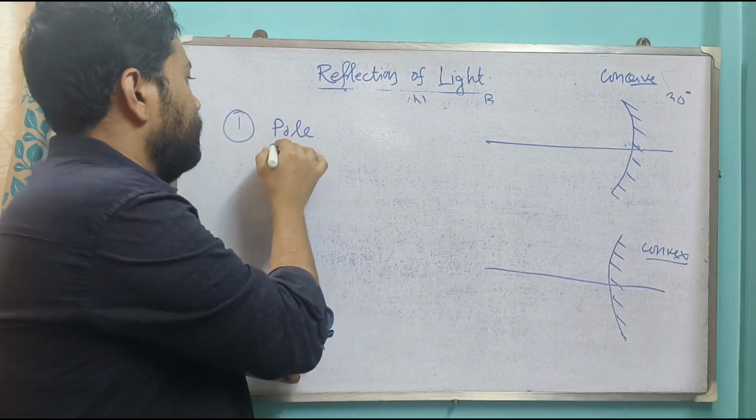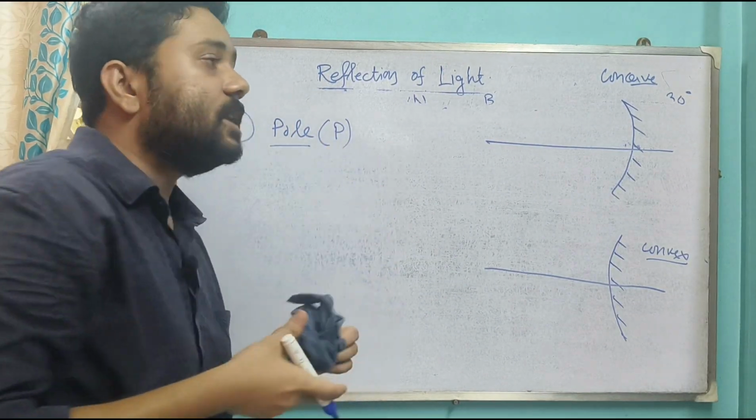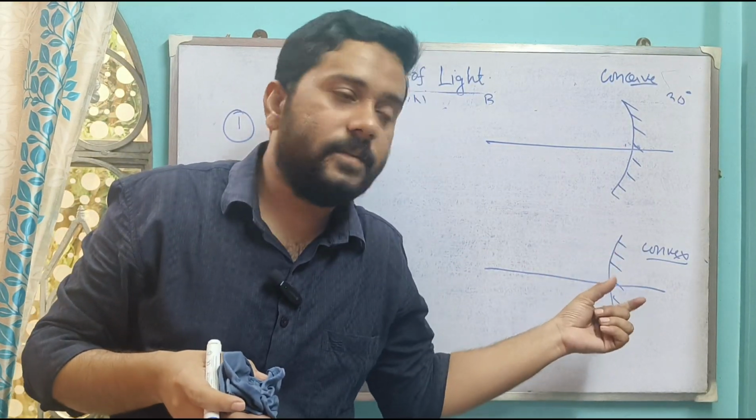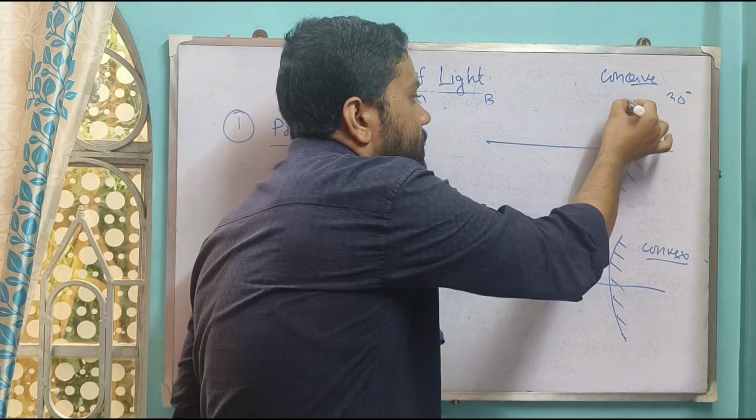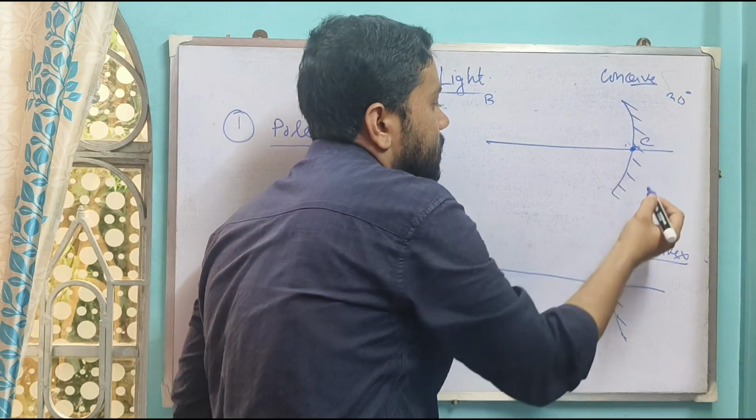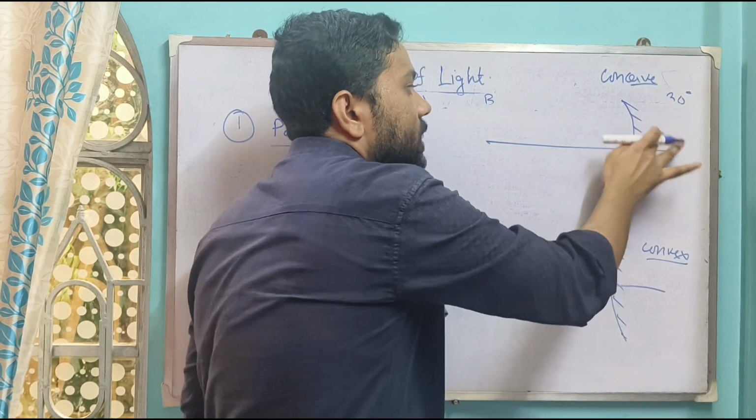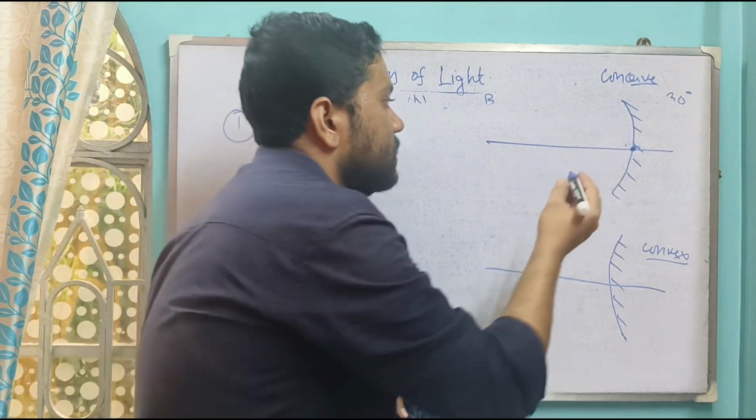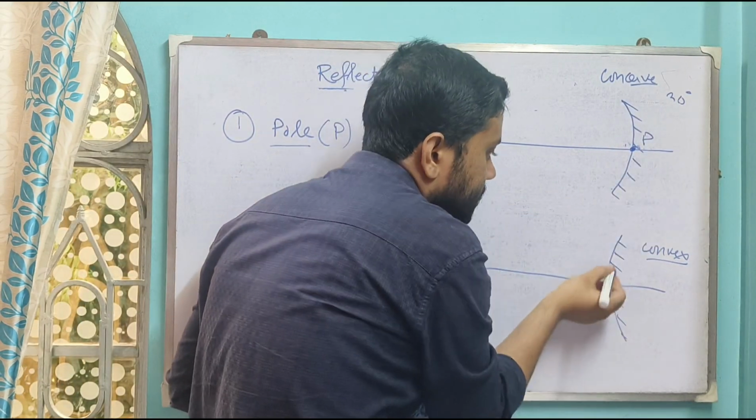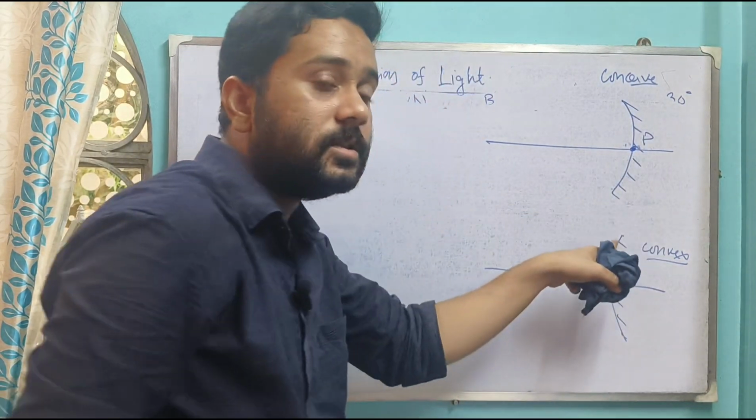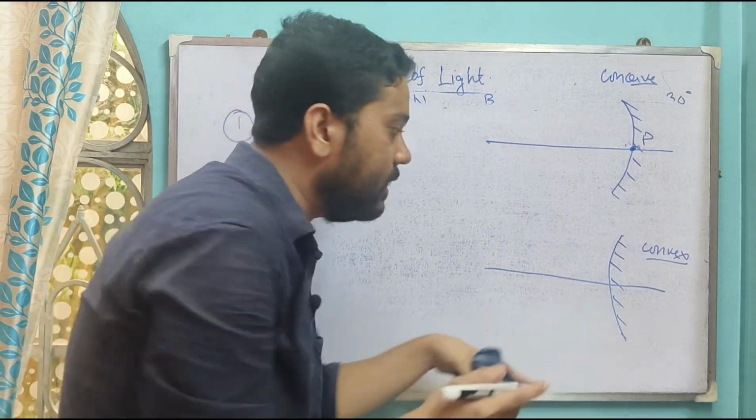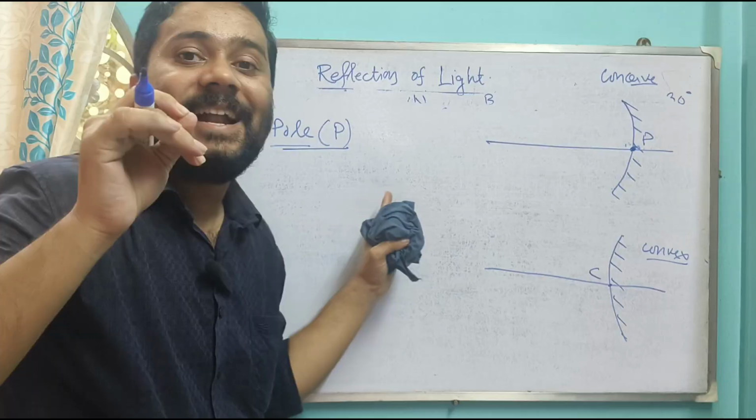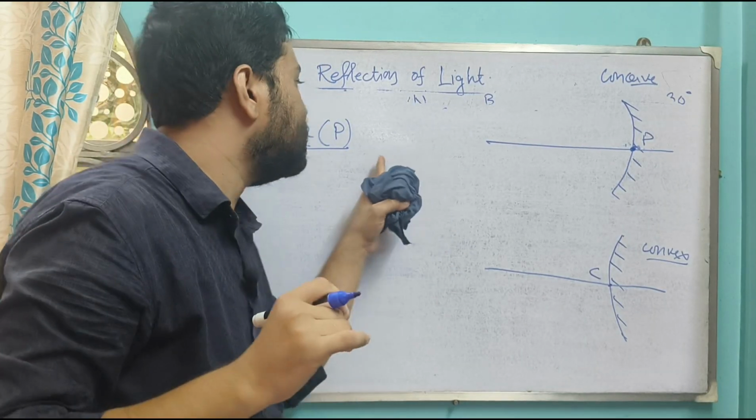So what is pole? Basically, mirrors are reflecting surfaces. The center of this reflecting surface is denoted by P, not by C. The center of this reflecting surface is called the pole. This is the reflecting surface, it has a center, and this center is called the pole. So the center of the reflecting surface is the pole.